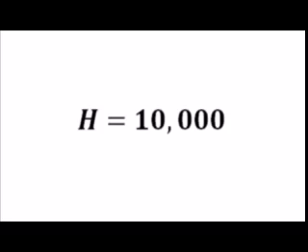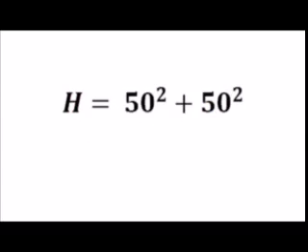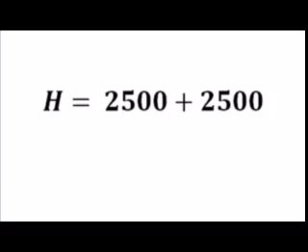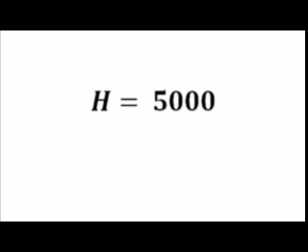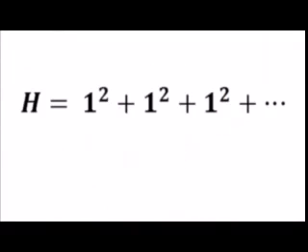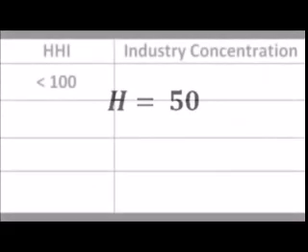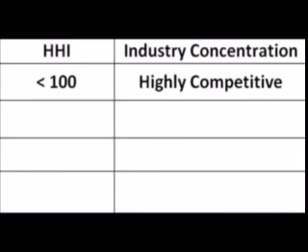An industry with two firms, each having 50% of the market, would have H equals 50 squared plus 50 squared, or H equals 5,000. What about an industry with 100 firms, each having 1% of the industry? Then H, the sum of the squared shares of the top 50 firms, would be 50. A Herfindahl-Hirschman index of less than 100 indicates a highly competitive industry.